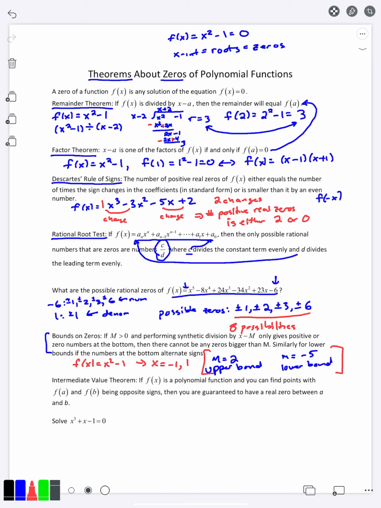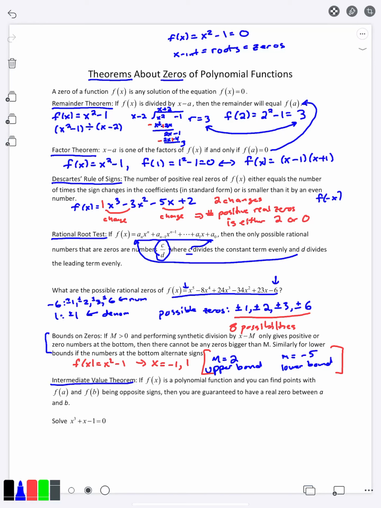Now the last theorem here is called the intermediate value theorem. This is one that's very useful for things like your calculator or computer program to solve problems. It's not super useful for humans because it's really long and tedious. What it tells you is that if you ever have a polynomial and you found one value where it gets a positive answer and one value where it gets a negative answer, then you are guaranteed to have a real zero somewhere between them. Now to see what this means, I give an example here.